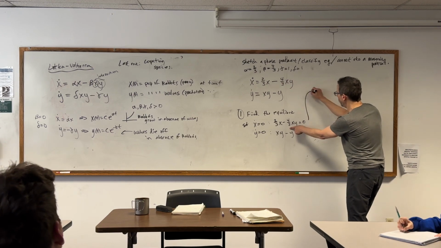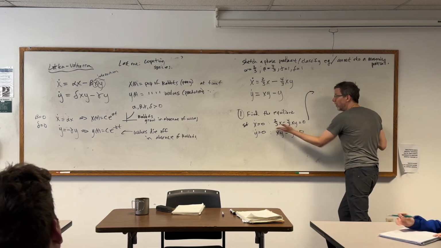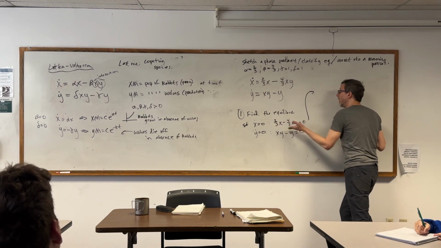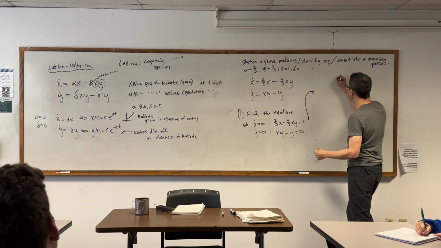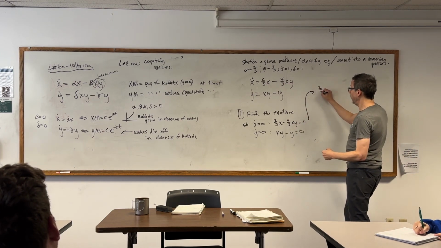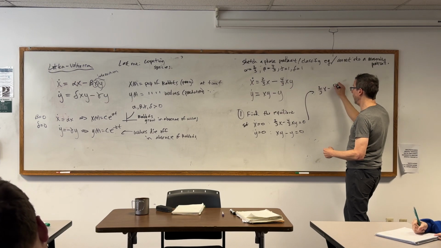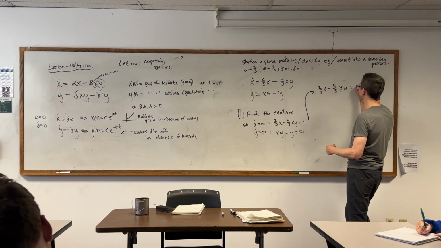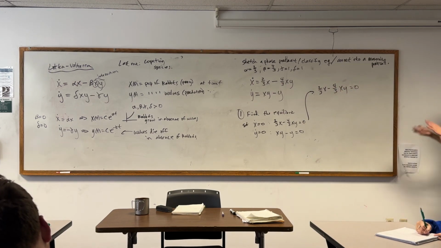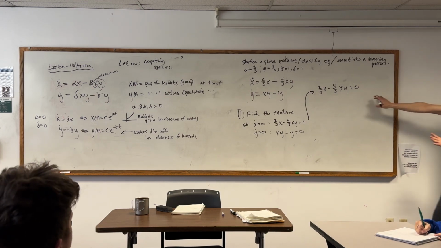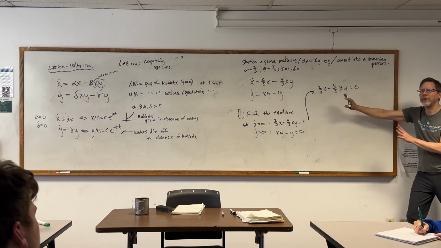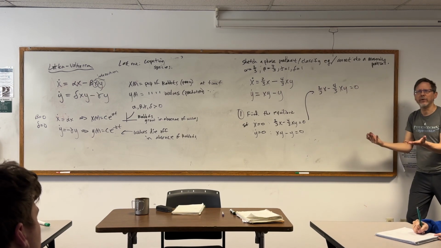So notice that this one here, this is the nullcline. This is where there's no horizontal change, pure vertical change. So we've got 2/3 x minus 4/3 xy equals 0. How would you figure out where that's happening? What could we do there? Just looking at this, not thinking about the problem. If I said solve for xy, what would you do?